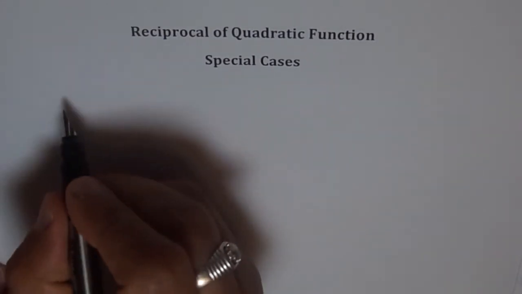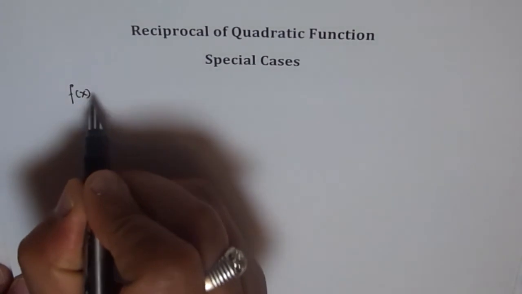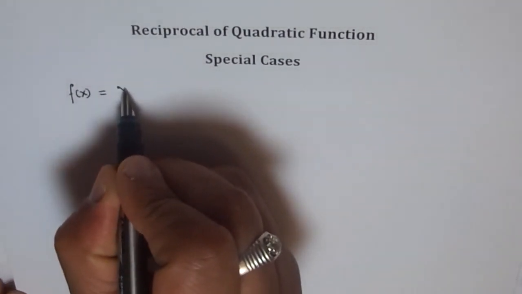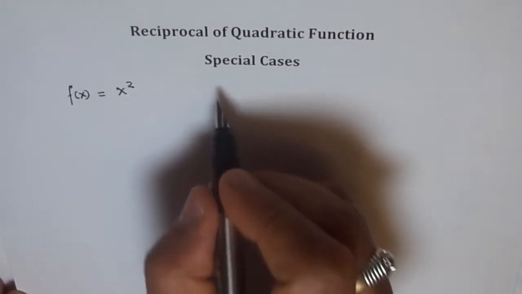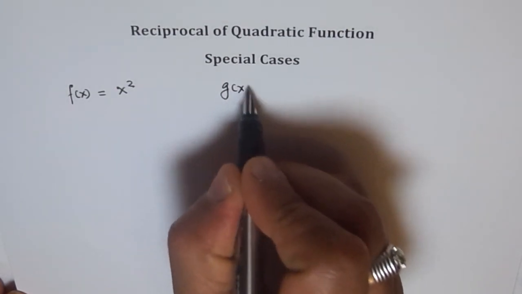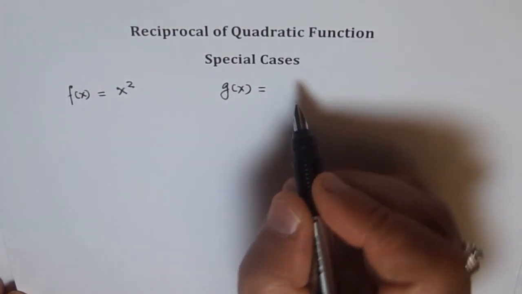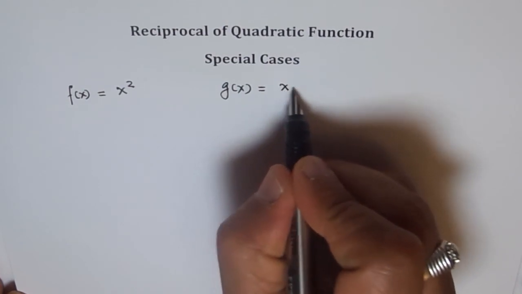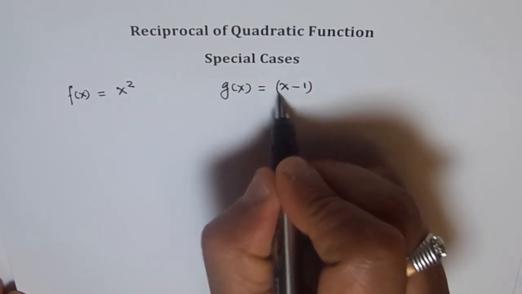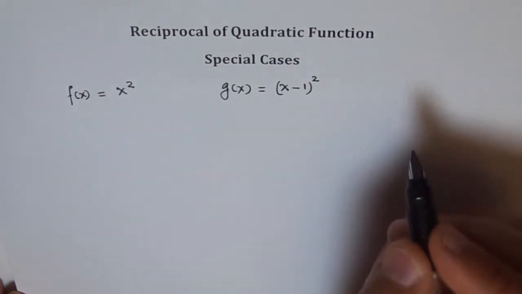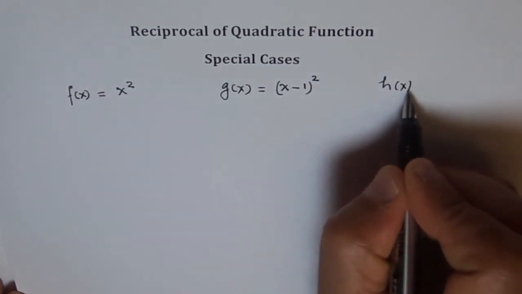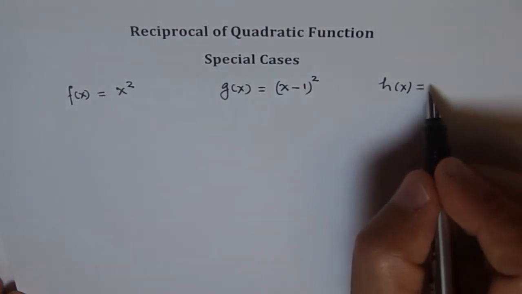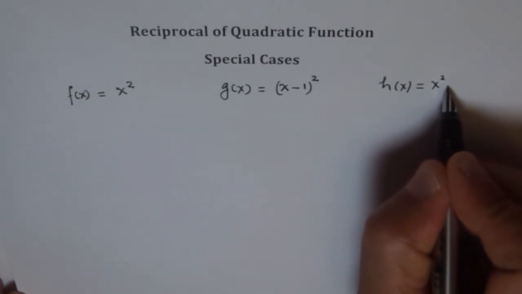Here are some very special cases of quadratic function and their reciprocal. Okay, let's consider these functions. We'll consider f of x equals to x square, and we will consider g of x equals to x minus 1 square, and we will consider h of x equals to x square plus 1.